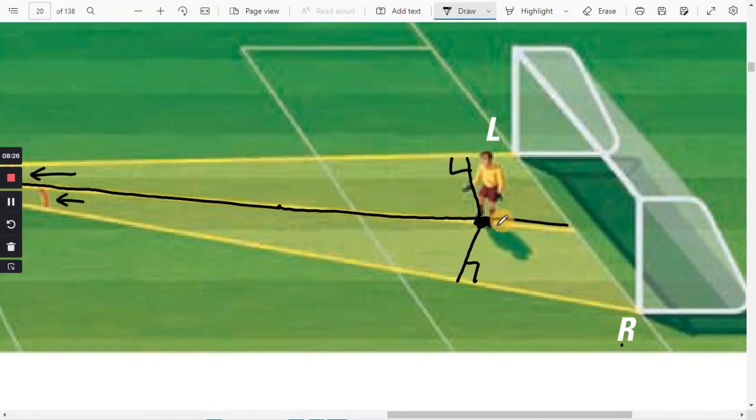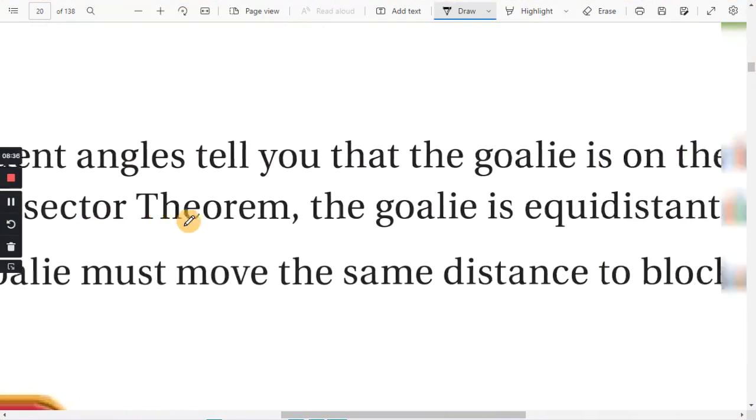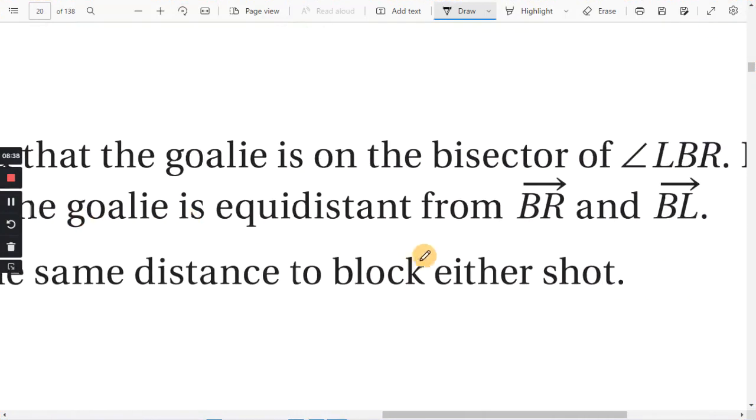Remember, if the point is on the angle bisector, then that point is the same distance to both sides of the angle. So the goalie must move the same distance to block either shot.